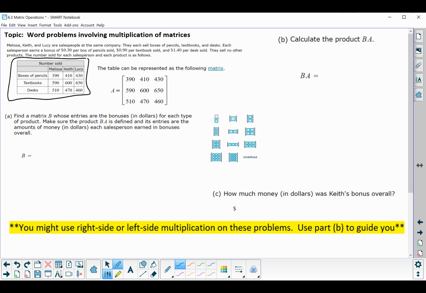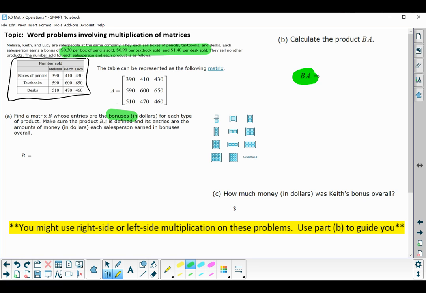Well, we can represent that in a matrix. So Melissa is the first column, Keith is the second column, Lucy is the third column, and then we have pencils, books, and desks as our rows. Okay, so we have 3 parts on this. First of all, it asks you to find a matrix B whose entries are the bonuses. So we will put those into a matrix.